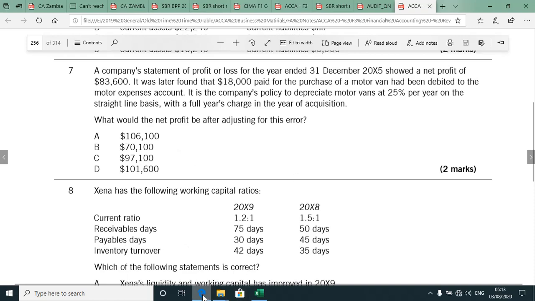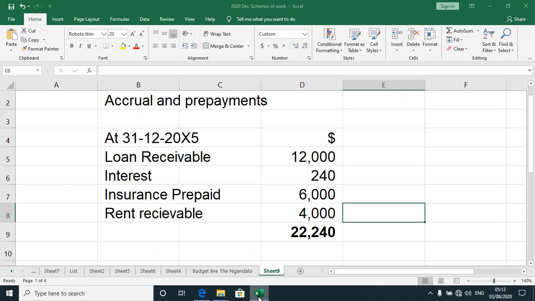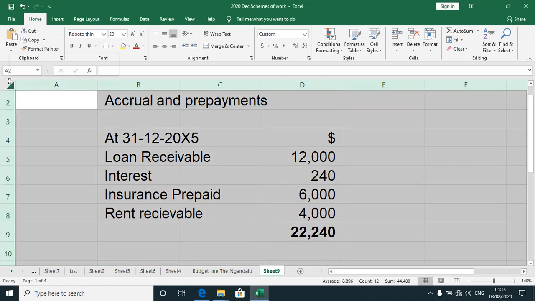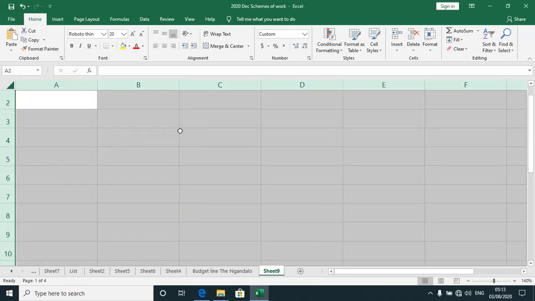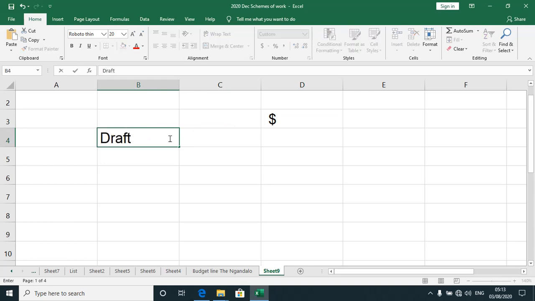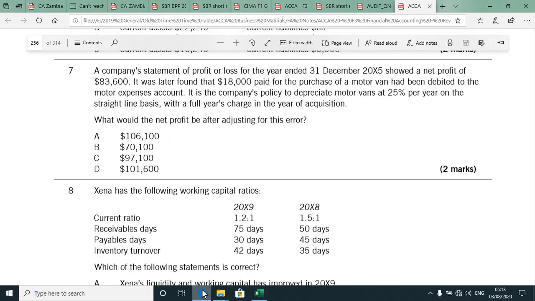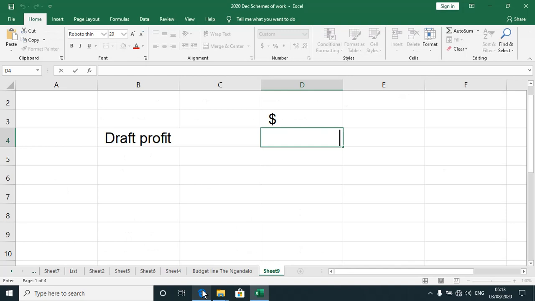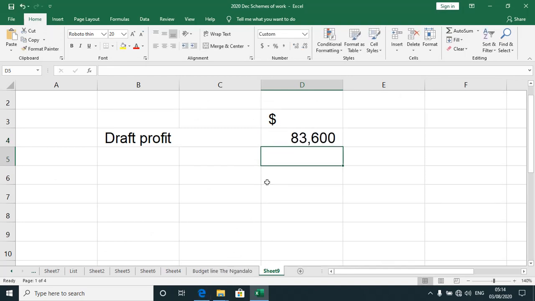Let me just get on to that. I'm going to just clear there, redo some work. Here I've got draft profits. How much do I have? If I may remember, I got 83.6.